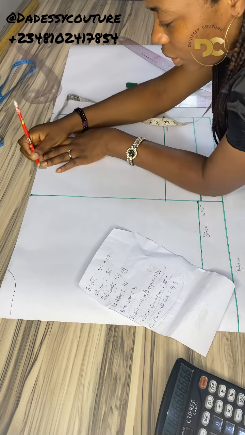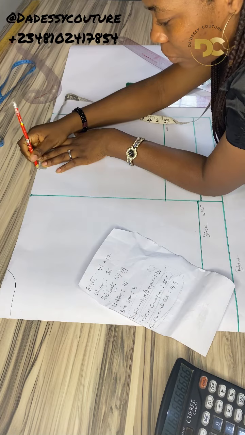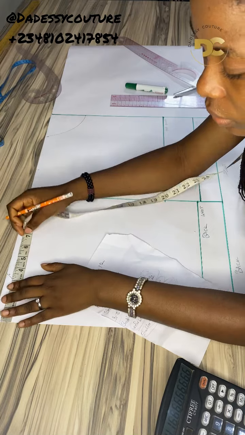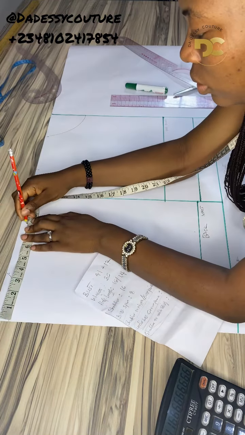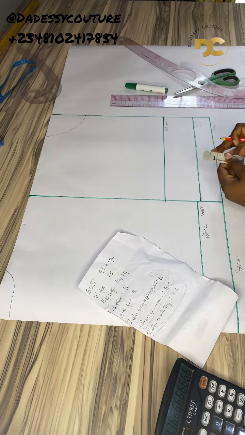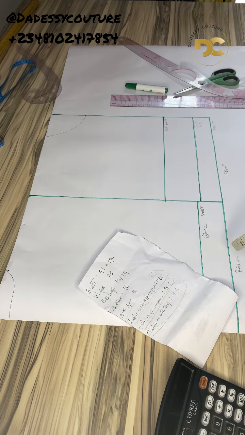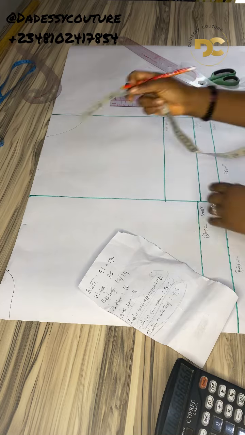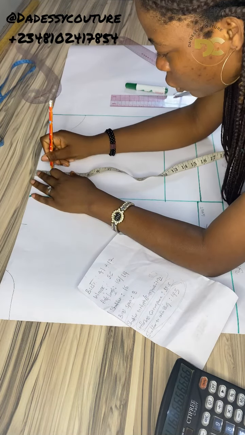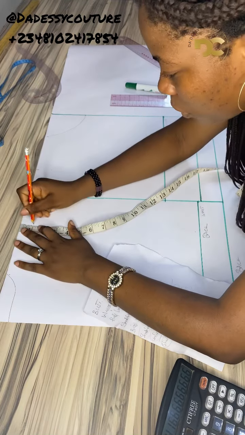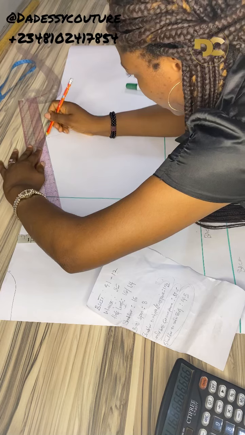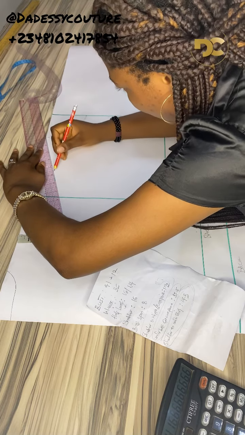So you mark your 8 inches here. You do the same thing for the back. You mark your 8 inches. As we all know, our shoulder is not straight, it's sloping. So for the front, I'm going to be using 1.5 for the slope, and for the back, I'm going to be using 1 inch. After that, I'll just connect to the apex of my neckline.